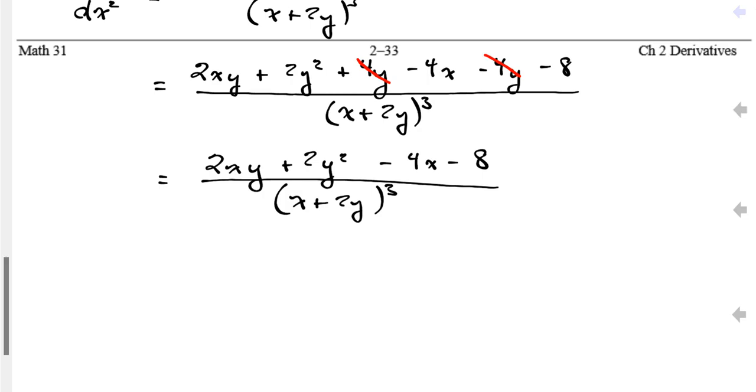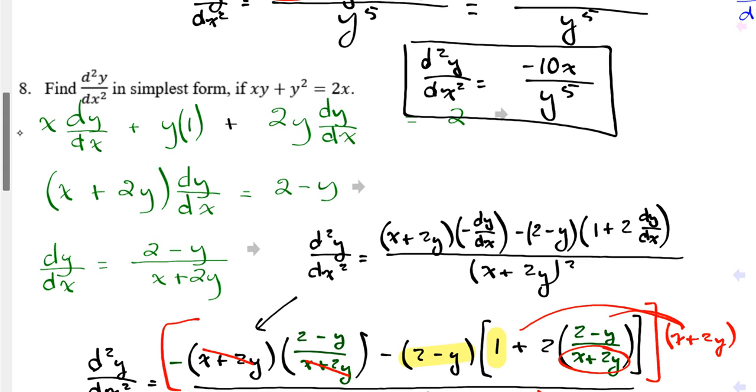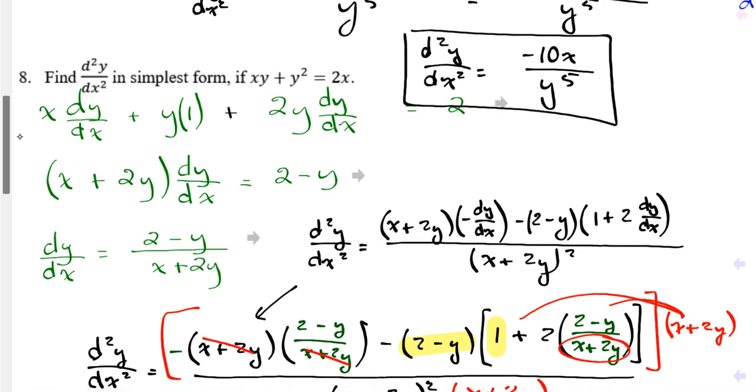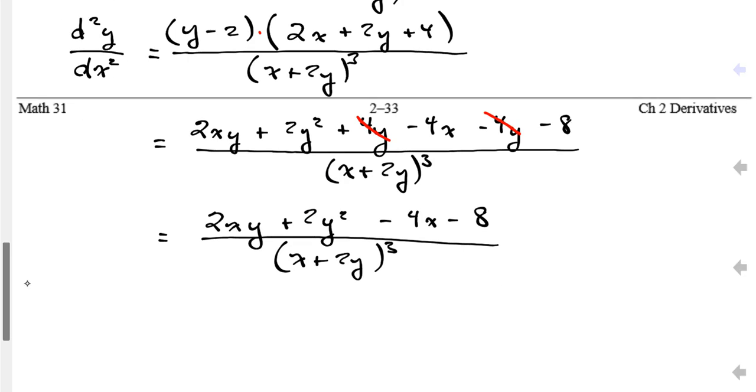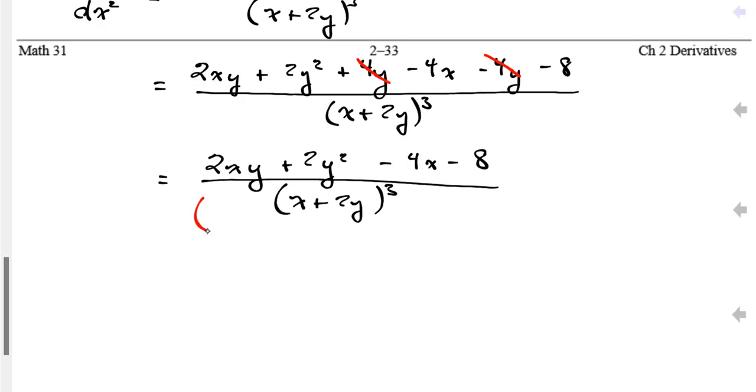Now again, I'm going to go back and look at my original function, or equation, xy plus y squared. Let's look at that piece. Yeah, we'll factor the 2 out from there, and then we'll have an xy plus y squared.